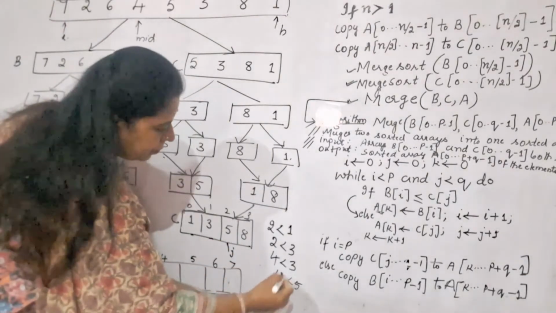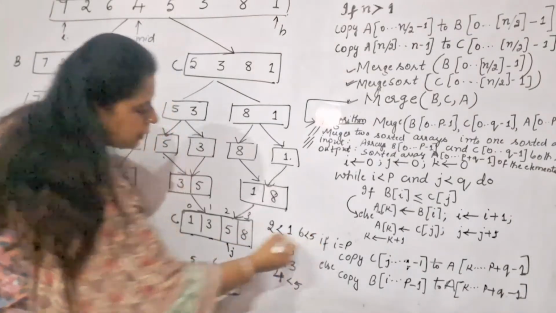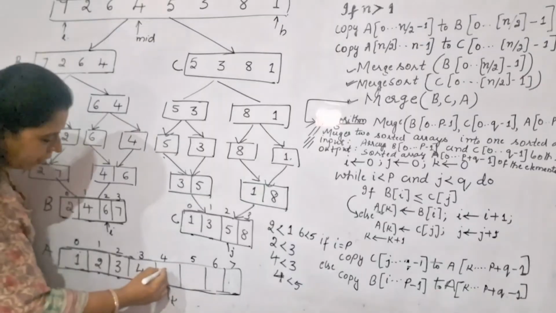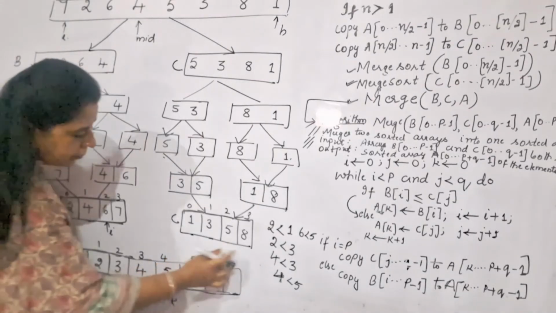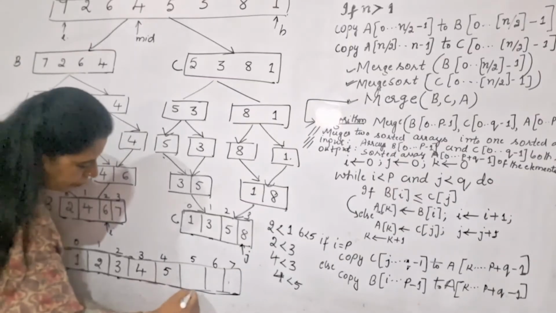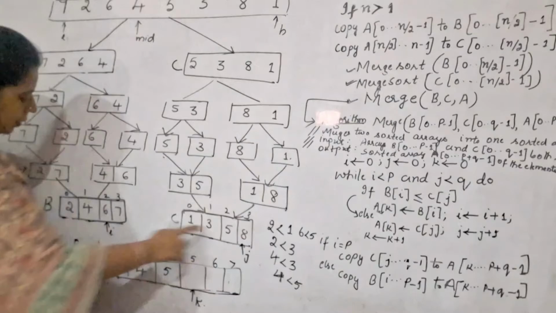6 less than 5? Whether 6 less than 5? No, false. If it is false, copy this element 5 into this, increment the J pointer, increment the K pointer. Now I is pointing to 6, J is pointing to 8.